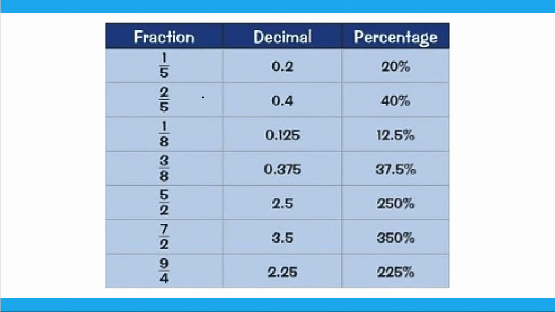It shows you what a number is as a fraction, what it is as a decimal, and what it is as a percentage. And these are some of the numbers that you need to know about. So for example, 1/5 is equivalent to 0.2, which is equivalent to 20%. 9/4 is equivalent to 2.25, which is equivalent to 225%. So this is a table which you might want to know.